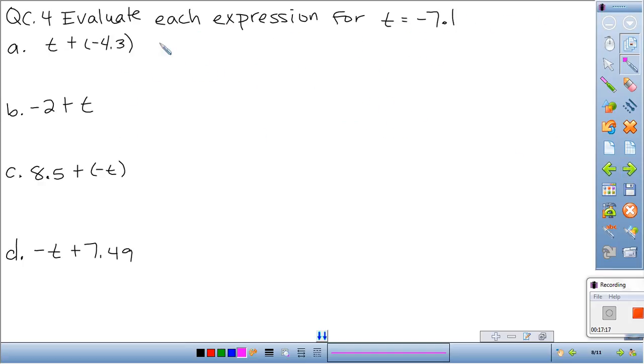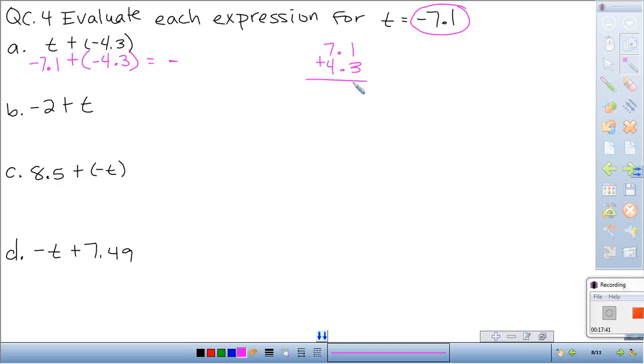I know that's kind of challenging, so let's try a few more. This time we are substituting negative 7 and 1/10 for t. So the first step is take t and change it into whatever number you're using for t. Leave everything else the same. Then ask yourself, same sign or different sign? These have the same. They're both negative, so I know my answer is negative. And I'm going to add 7 and 1/10 plus 4 and 3/10. We ignore the negatives when we add. So line up your decimals. 1 plus 3 is 4. 7 plus 4 is 11. So negative 11 and 4/10.